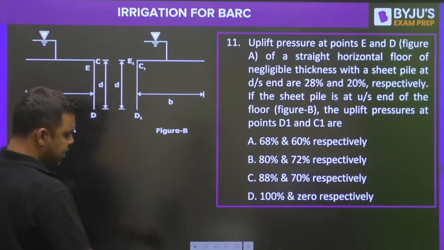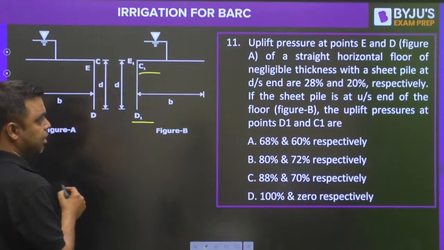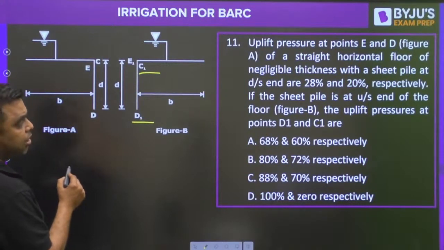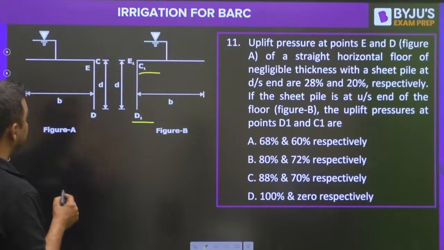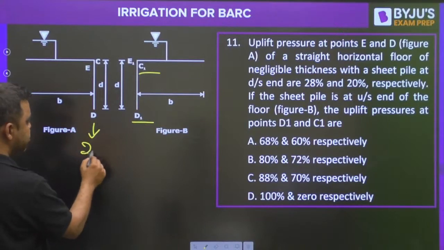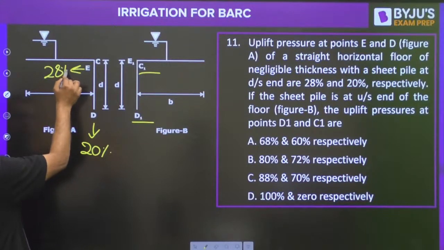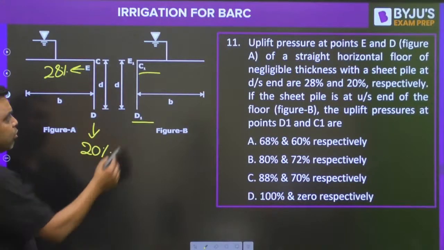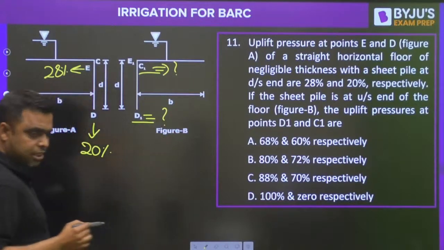So guys, basically what do we have to do? We have to determine the uplift pressure at these places. Over here, at point D it is 20%, at point E it is 28%. So how much will be the value at this and how much will be the value at this?